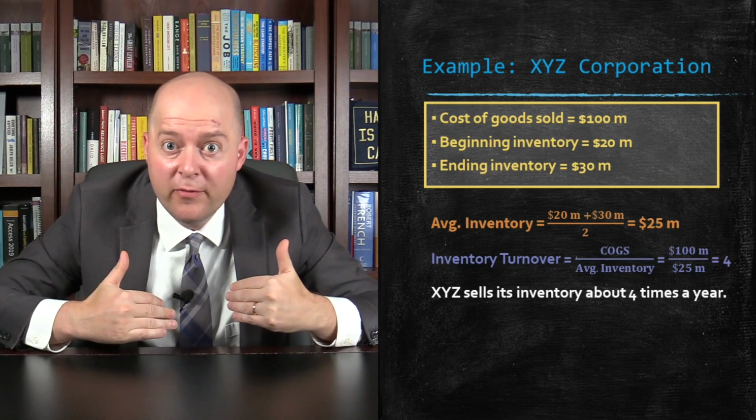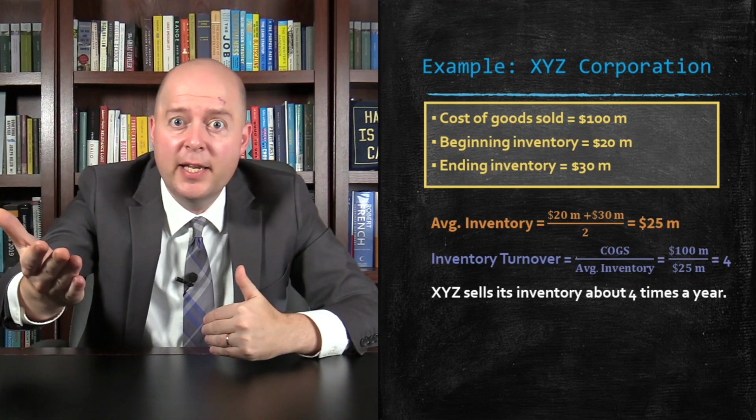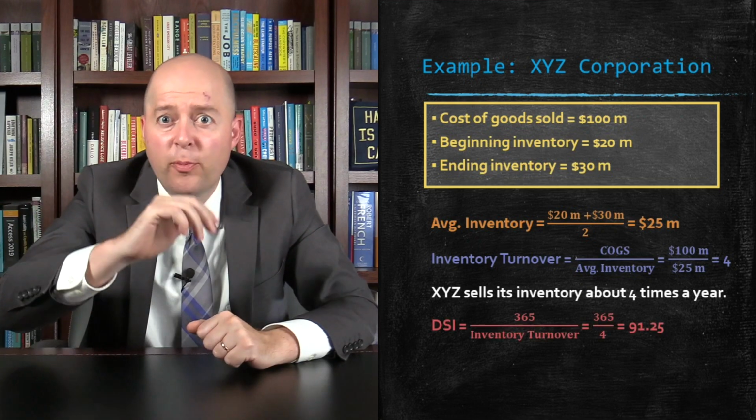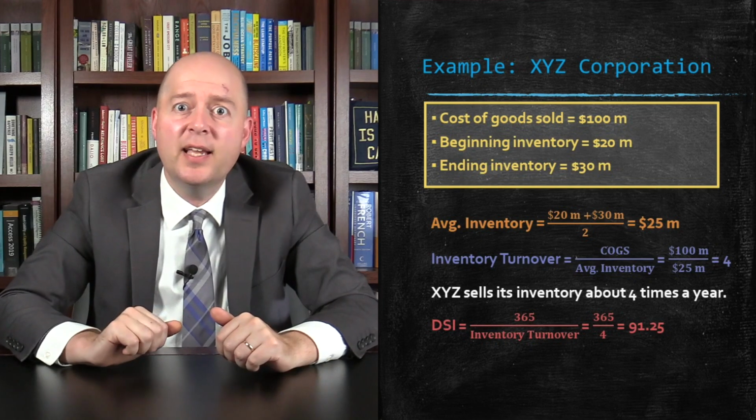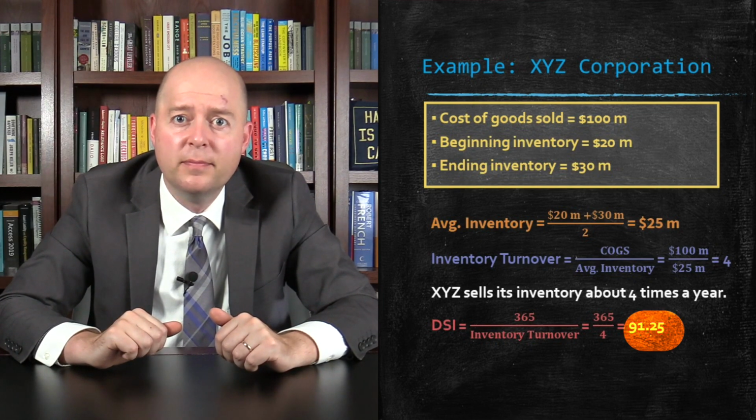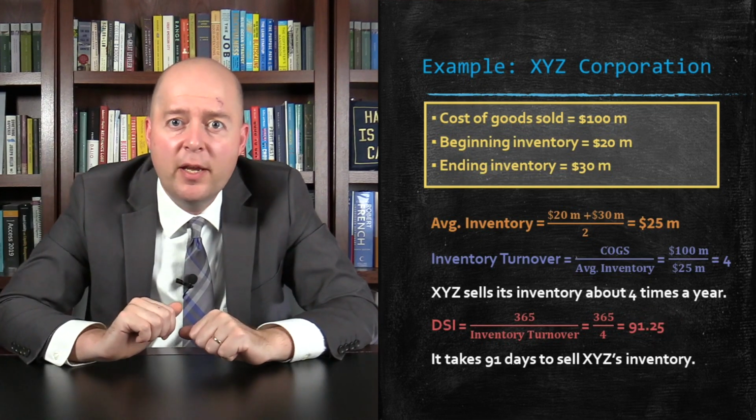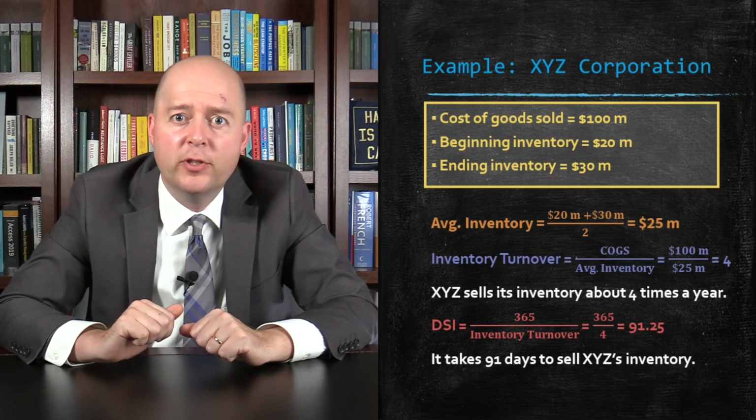And now that we know the inventory turnover, we can calculate days sales and inventory. We take 365 and divide it by the inventory turnover and find that the DSI is 91.25. Thus, it takes XYZ about 91 days to sell through its inventory.